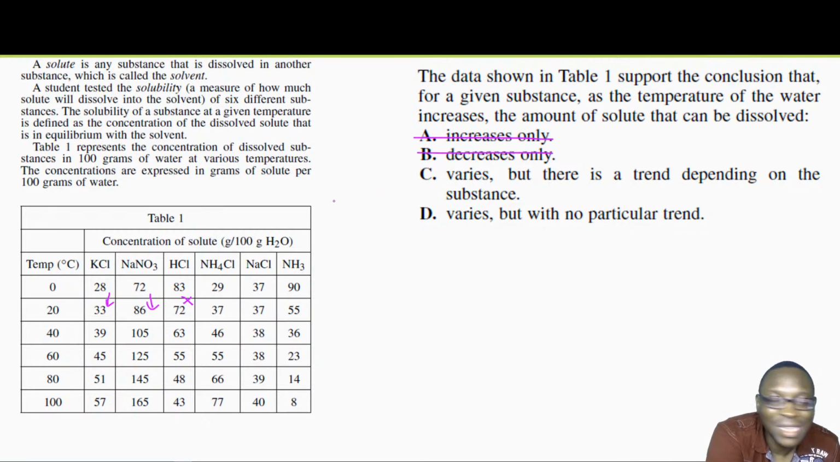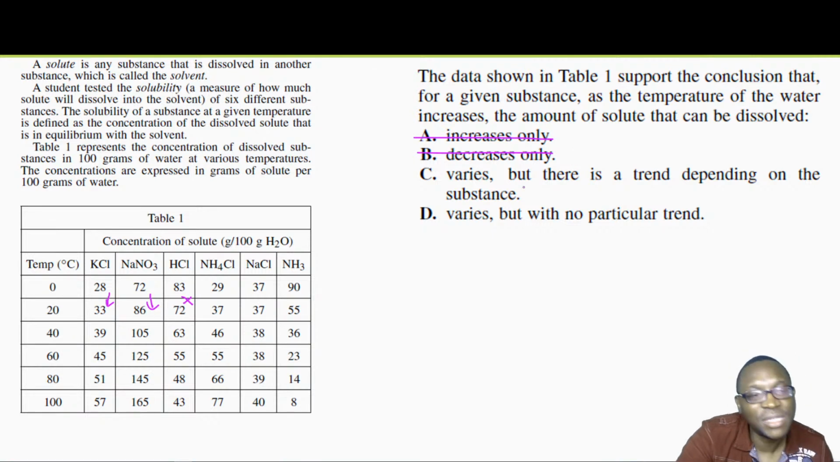Now we're going to look at the next, C. It says varies, but there is a trend depending on the substance. What this means is that it may increase or decrease, but for each of these substances, they have a specific way that things are going. So if you look at KCl, for example, you can see that as your temperature increases, your concentration also increases. You look at NaNO3, as your temperature increases, your concentration generally increases.